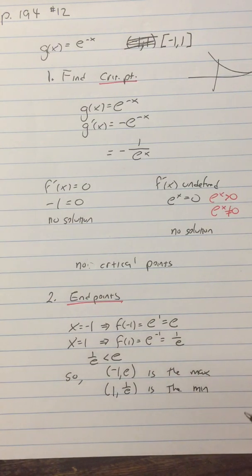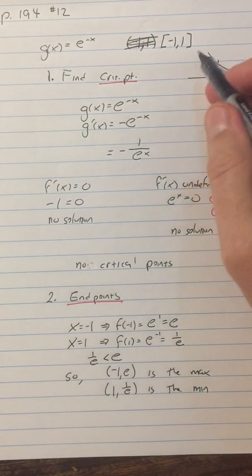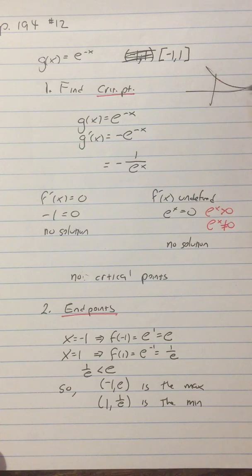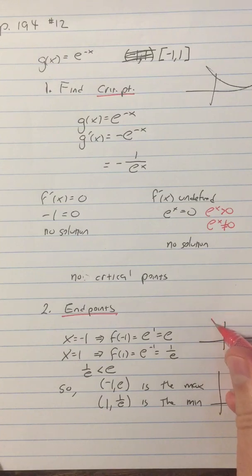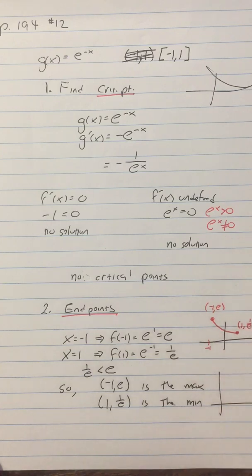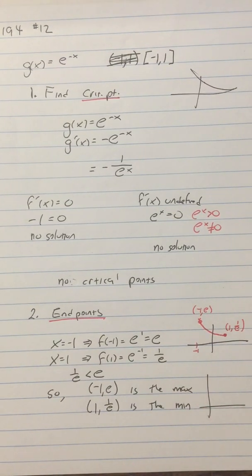So these maxes and mins are absolute on the interval negative 1 to 1. Of course, they're really relative to the whole real line, but on that interval, they're absolute max and mins. As you look at what's happening in the graph here, you have e to the x doing this, and here's the point negative 1, e, and here's the point 1, 1 over e. Max, min.